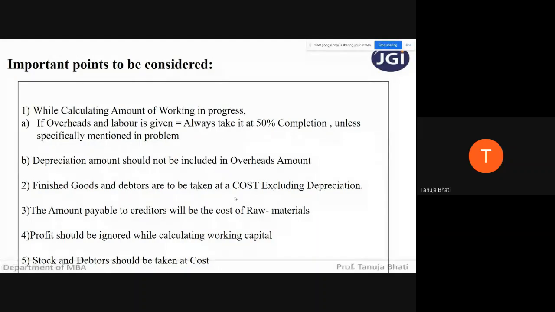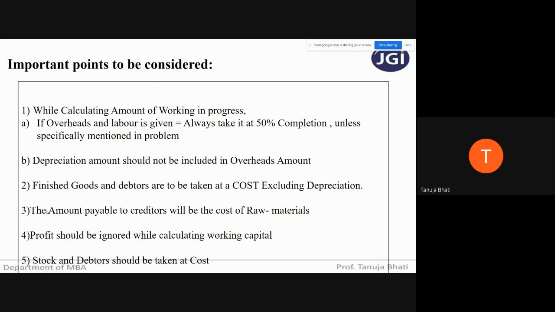This is very important. When does the selling price come into picture? On the cost, you add the profit margin, then you get the selling price, correct? And at selling price, you sell it to the customers. But for the purpose of working capital, you have to take finished goods and debtors at cost and not at selling price. But this cost also should be excluding depreciation. This is the second point which you need to keep in mind.